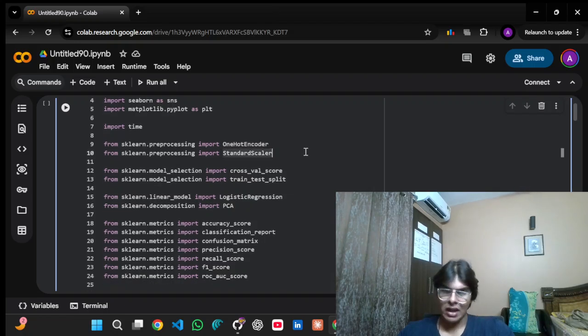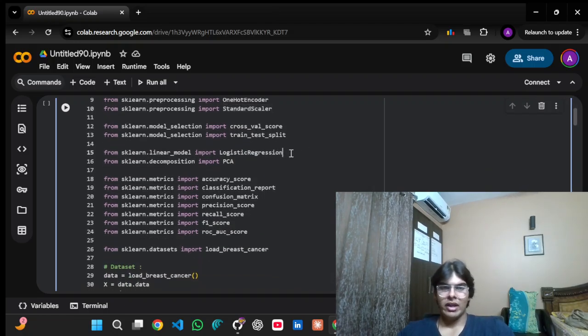Standard scaler will be used here. Logistic regression for our model. And this is the syntax to import PCA. This is nothing to learn from. You'll basically have to memorize this or just get hands-on with it with your own practice.